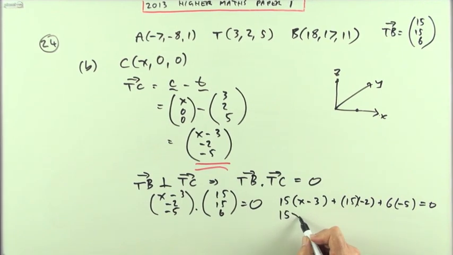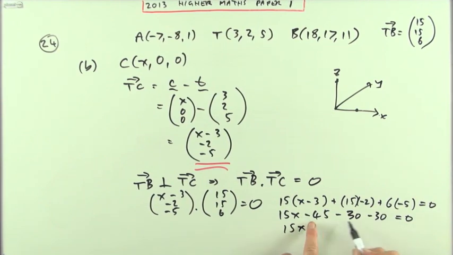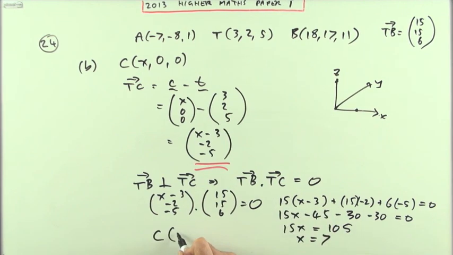So what's that? 15x minus 45 minus 30 minus 30 should equal 0. So 15x, they're all negative, that's 105 negative, bring it over as 105. 15 into 105 goes 7, x should be 7. Which means that C is the point 7, 0, 0.